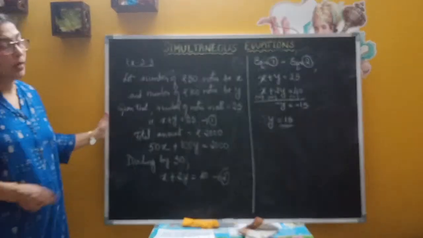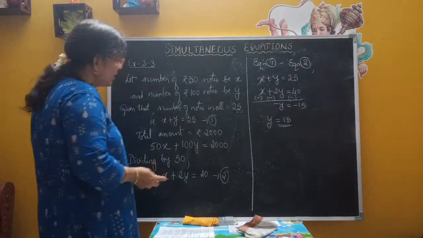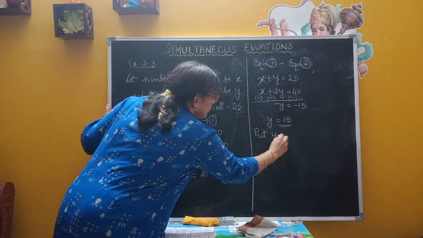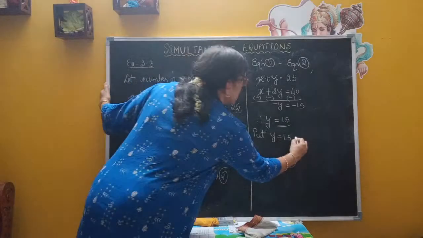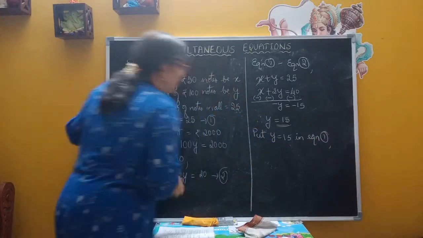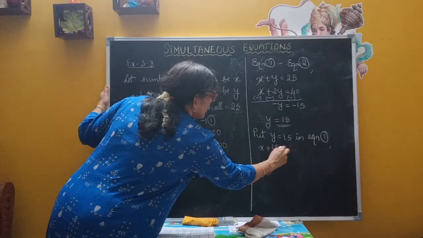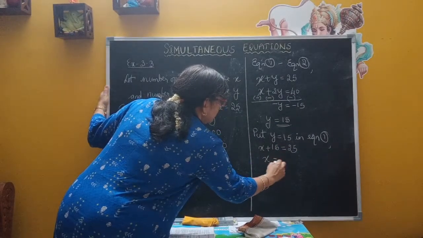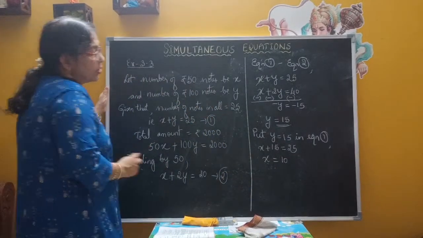What is the next step? Substitute the y value in any of the equations. Let us consider the first equation only. That is the easier one. Put y is equal to 15 in equation 1. In equation 1 we get x plus y, that is x plus 15 is equal to 25. So x is equal to 25 minus 15, what do we get? 10. Okay, x is equal to 10.